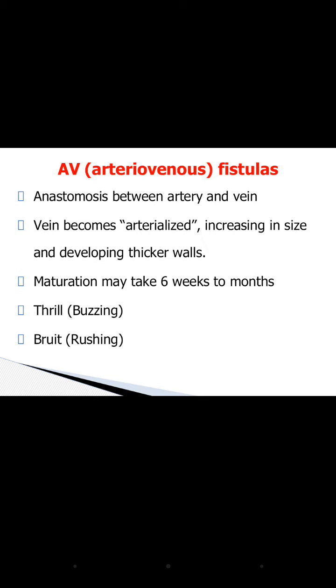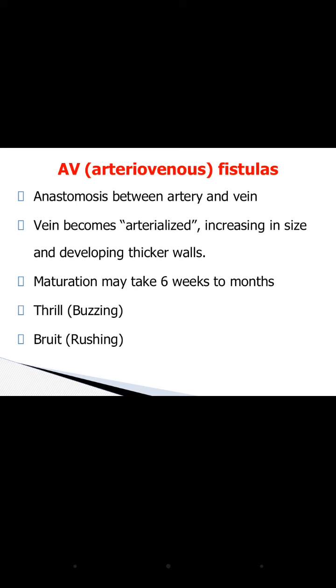Now fistulas: there is an anastomosis, or joining, of the artery and the vein. Because we are joining the artery and the vein, the blood flow will divert from the artery to the vein. Because of increased pressure in the vein, it will increase in size and develop thicker walls. So the vein will be of similar size to the artery, and its walls will become thicker. So how much time does a fistula take to mature? It basically takes 6 weeks to a month.